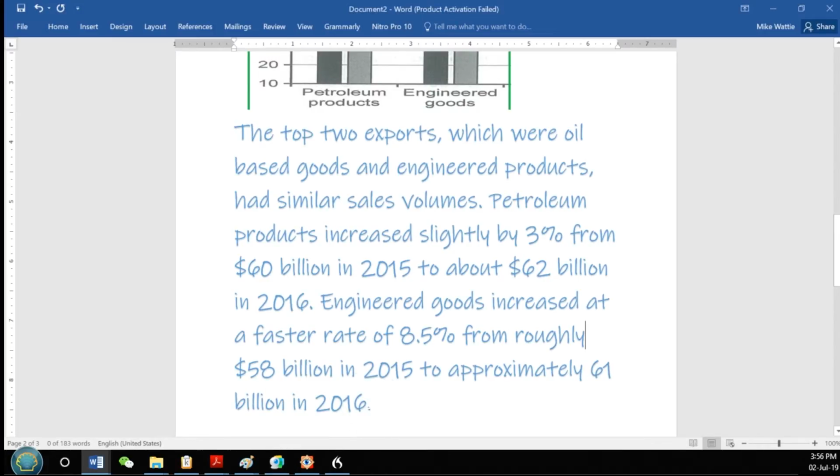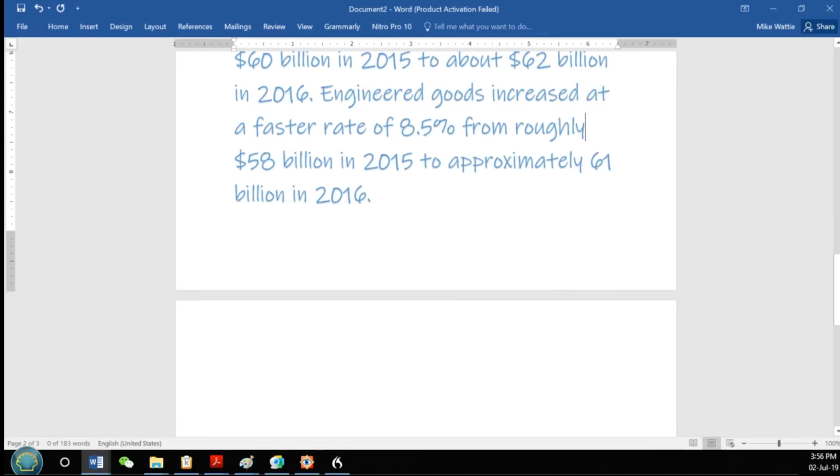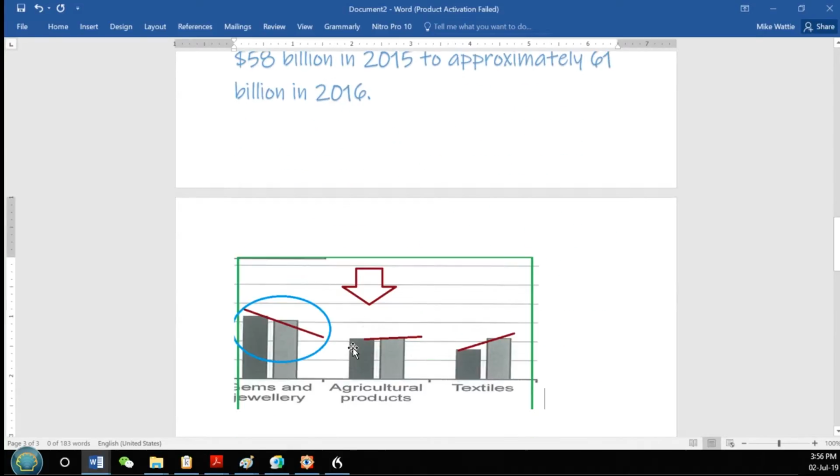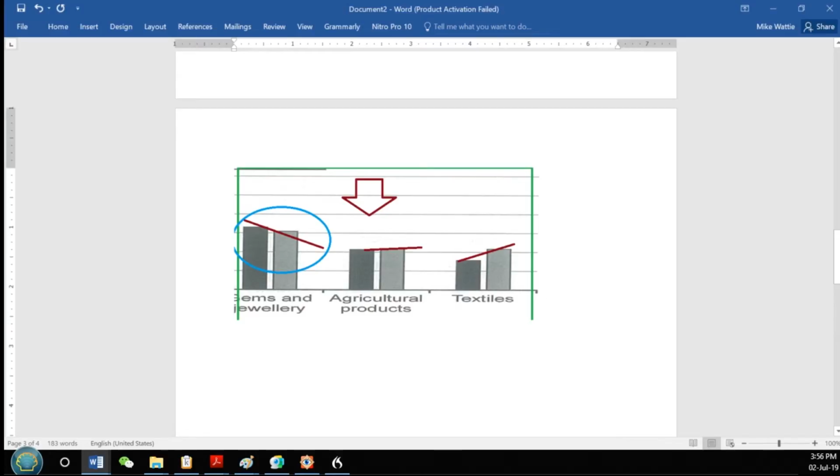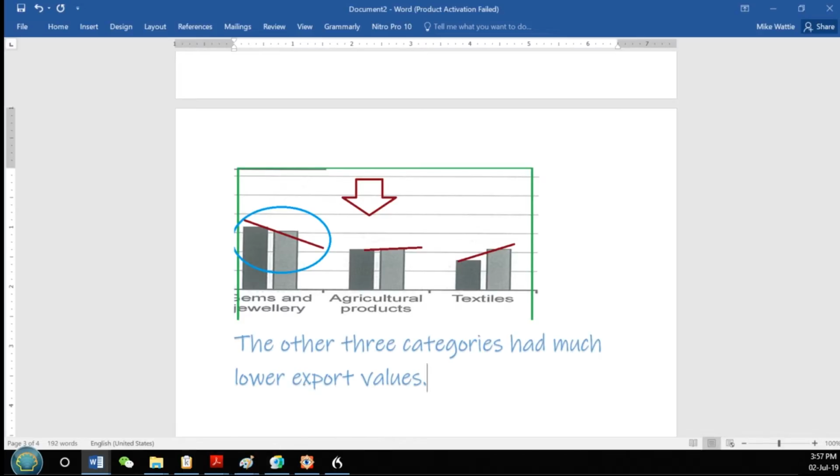Okay, so that's the end of that paragraph, and now we can move on to the next paragraph. And in this paragraph, we're going to be describing the other three categories and how they were much lower. The other three categories had much lower export values. Okay, so we've communicated important information, the much lower export values. Let's now describe the first category.